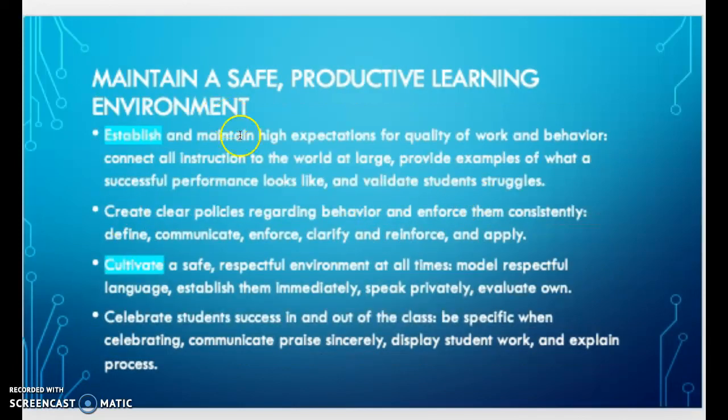So then we have chapter 6, which is maintaining a safe and predictable learning environment, which is super important. So establishing and maintaining high expectations for quality of work and behavior. So giving a high bar for all your students to reach no matter where they are in their level of knowledge of the content. And then giving them the support, the scaffolds, the materials, the visuals, and all sorts of different examples to give them the platform to be successful and reach for those goals.